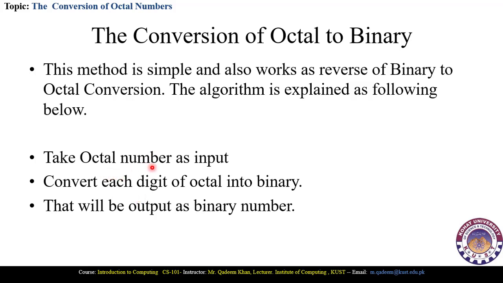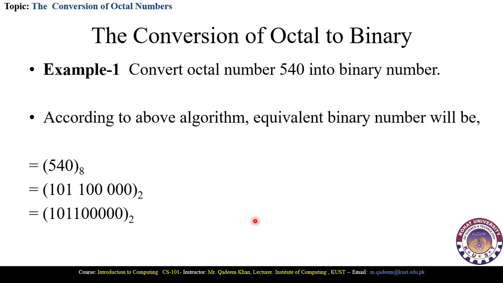First, take the octal number as an input. So we will consider any octal number as an input. Then we will convert each digit of the octal into binary. We can also use the table here, but we can also convert any octal to binary by dividing it by the base of 2. Then it will be converted to binary, and that will be the output in the binary number system. Now here are the examples.